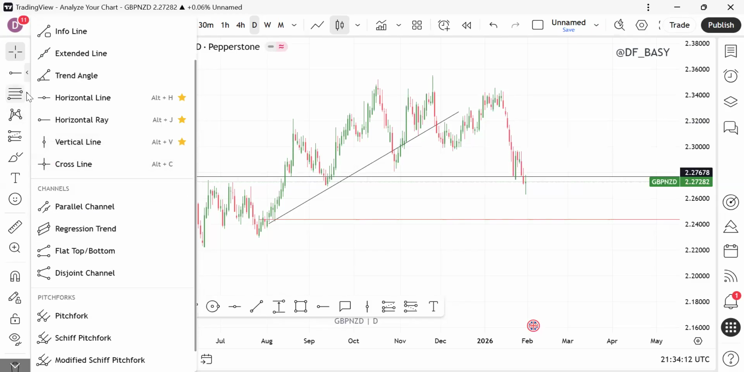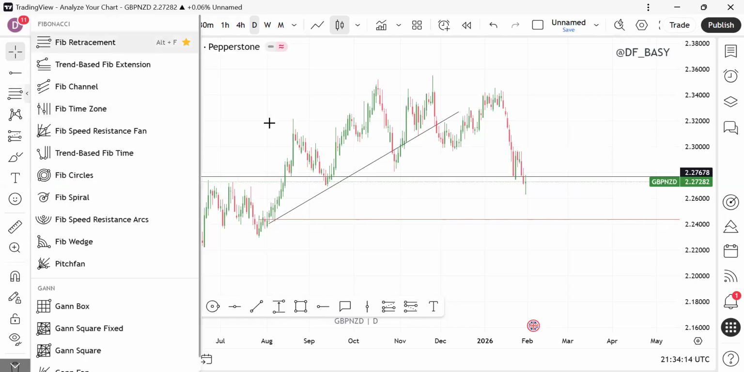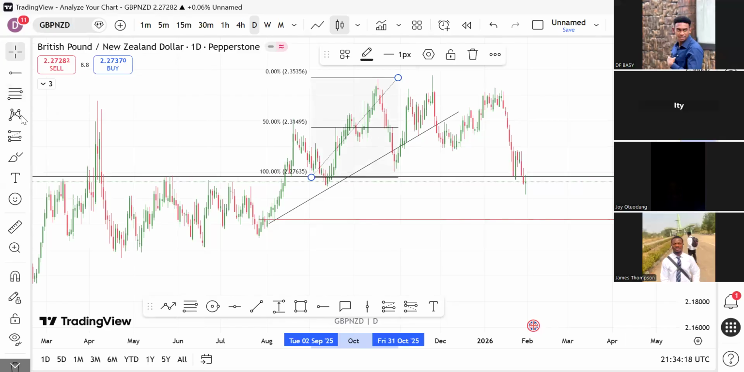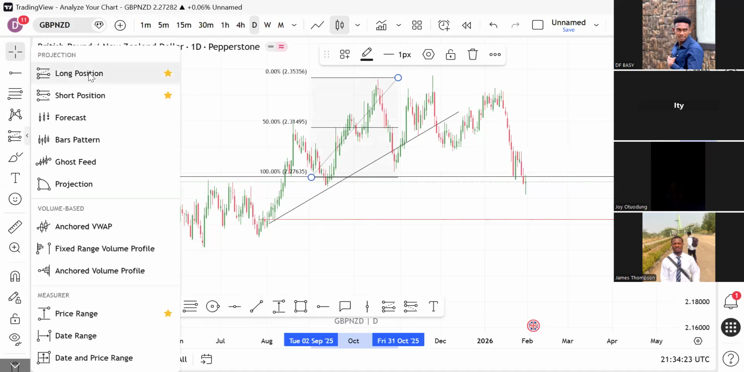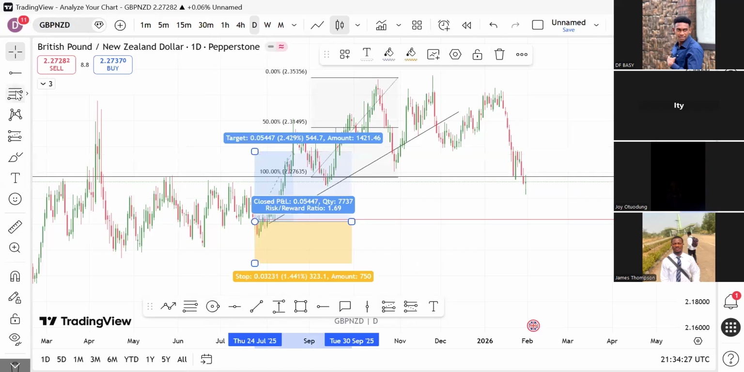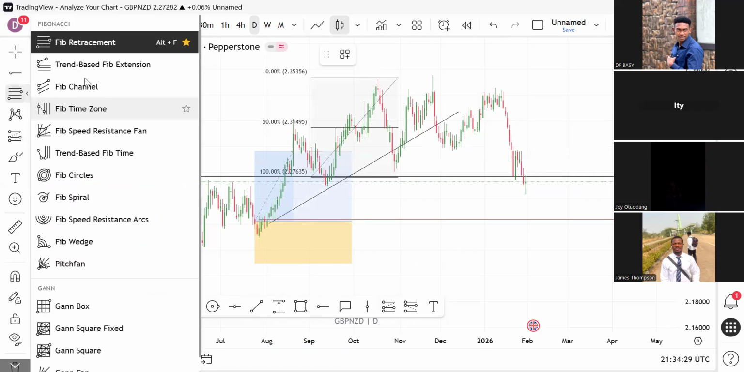Those are the tools I use from that POI. Then I use the Fibonacci tool. This is the Fibonacci tool, and I use which other tool again? We have this tool for long positions, when you're taking a long position. Then we have this tool for short positions.